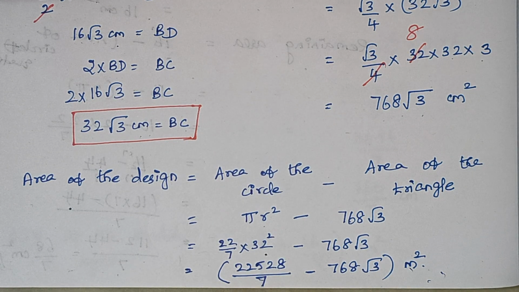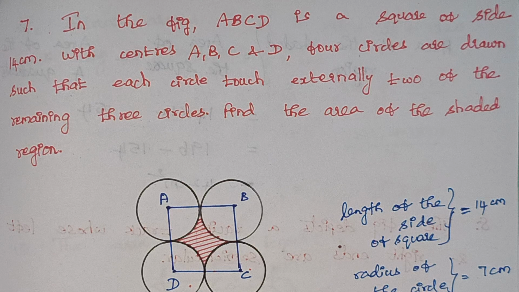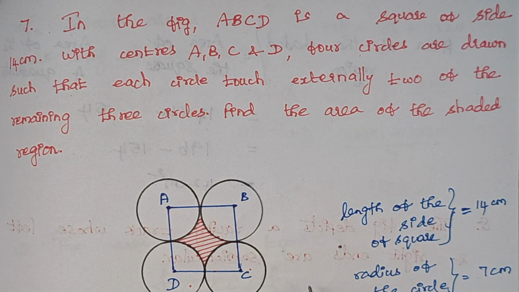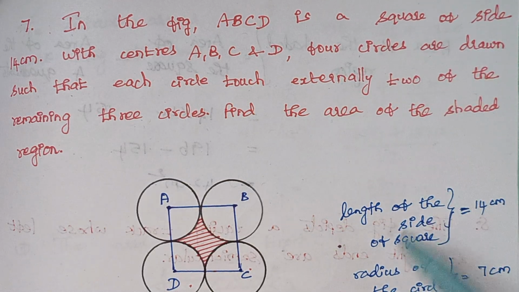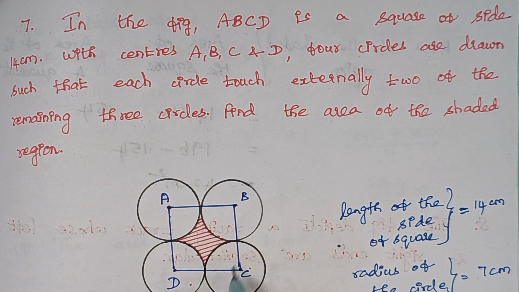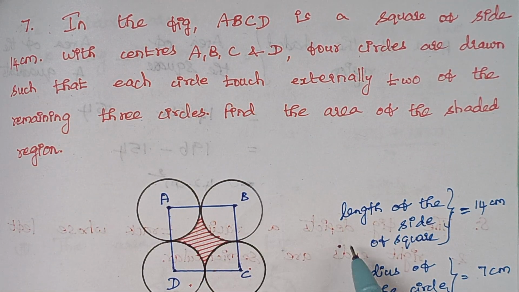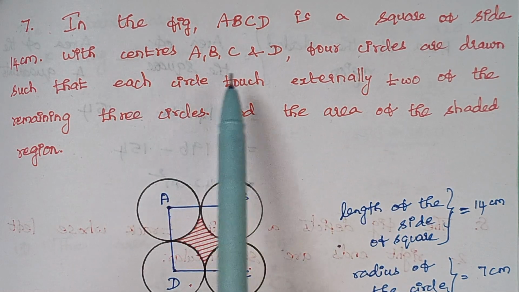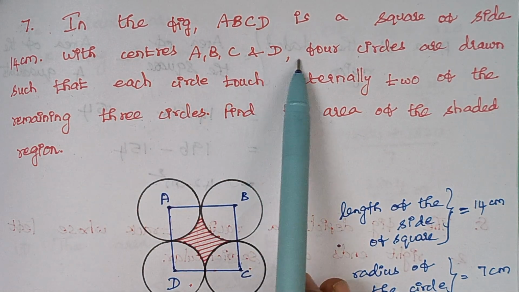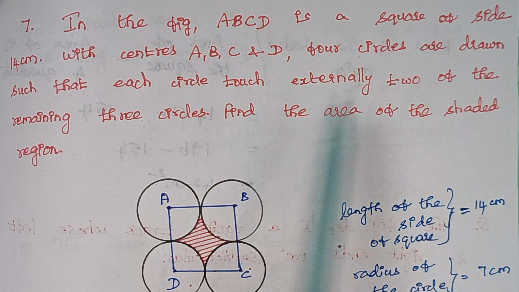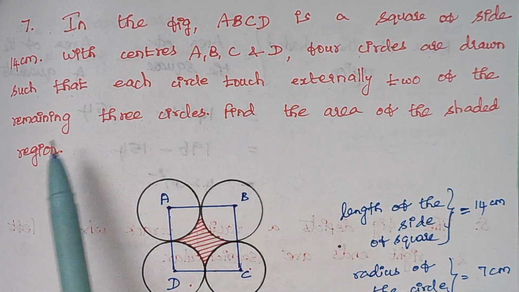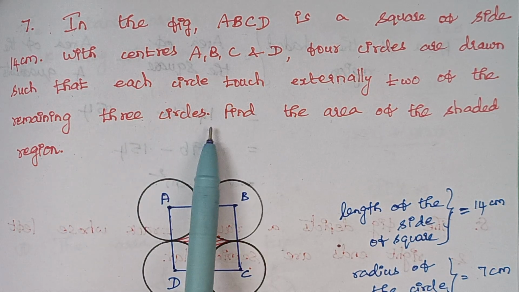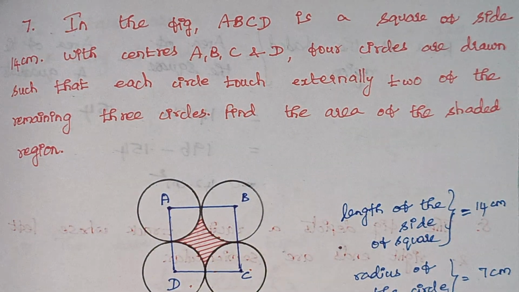We will proceed with our next one. Problem number 7. In the figure, ABCD is a square of side 14 centimeters. So this is a square whose length is 14 centimeters. With centers A, B, C and D, 4 circles are drawn such that each circle touches externally 2 of the remaining 3 circles. Find the area of the shadowed region.